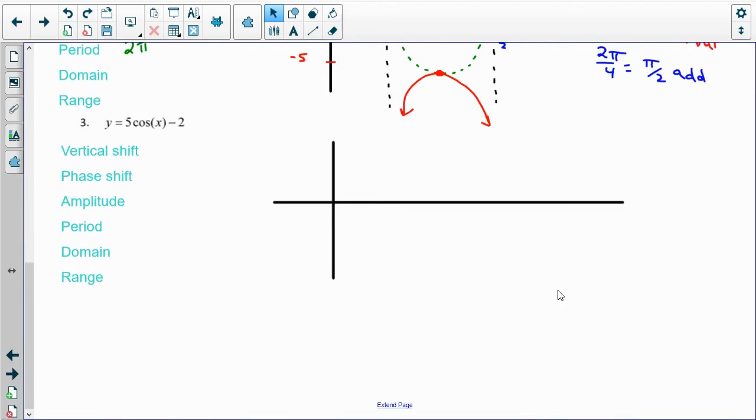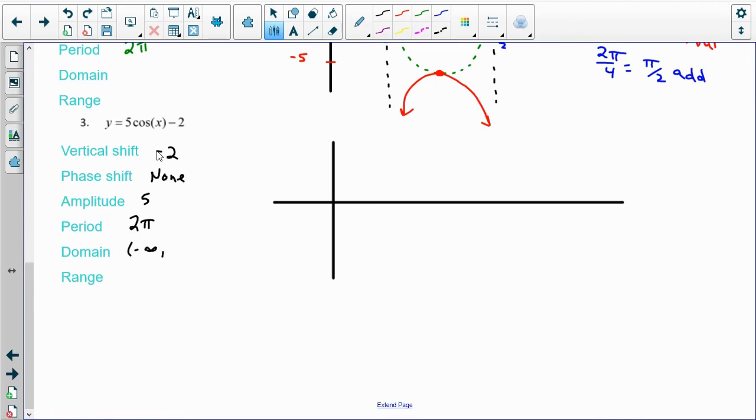Okay, the rest of these we're going to go real fast because we took our time on the first two. Y equals 5 cosine x minus 2: vertical shift minus 2, phase shift none, amplitude 5, period is 2 pi because there's no change in that. Domain is negative infinity to infinity. And the range is, since we had a vertical shift of 2 and an amplitude of 5, going to be negative 7 to 3.